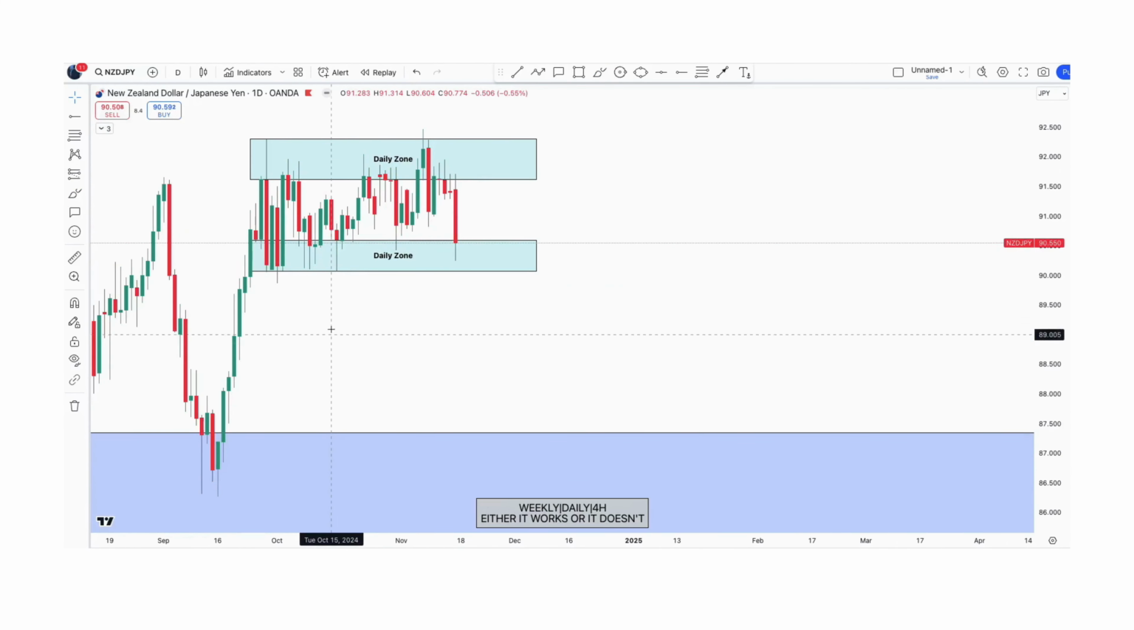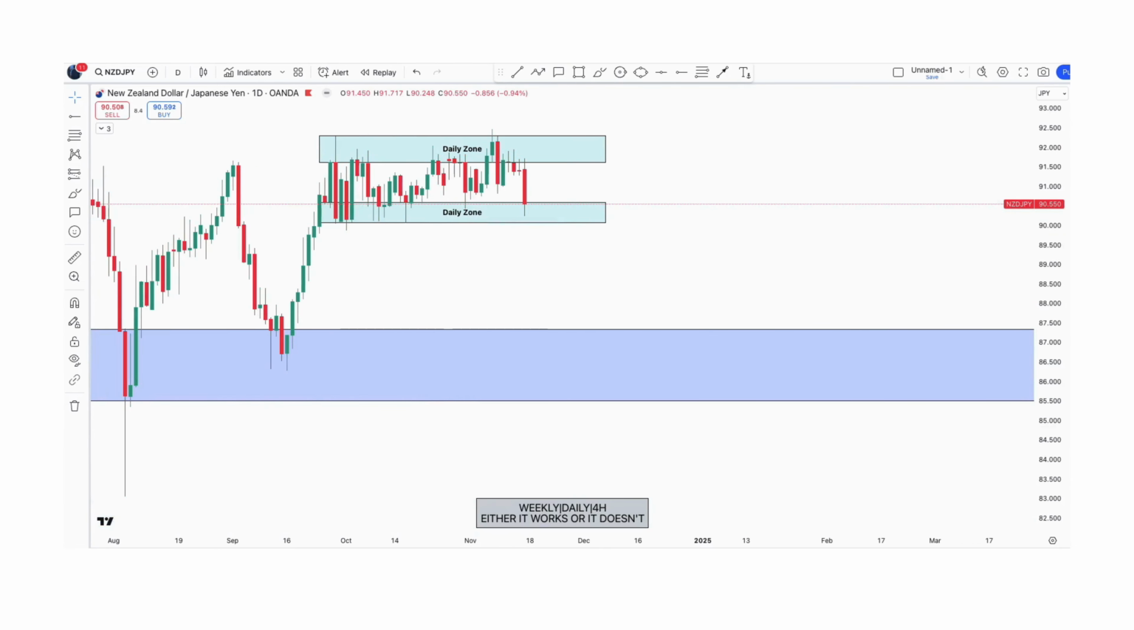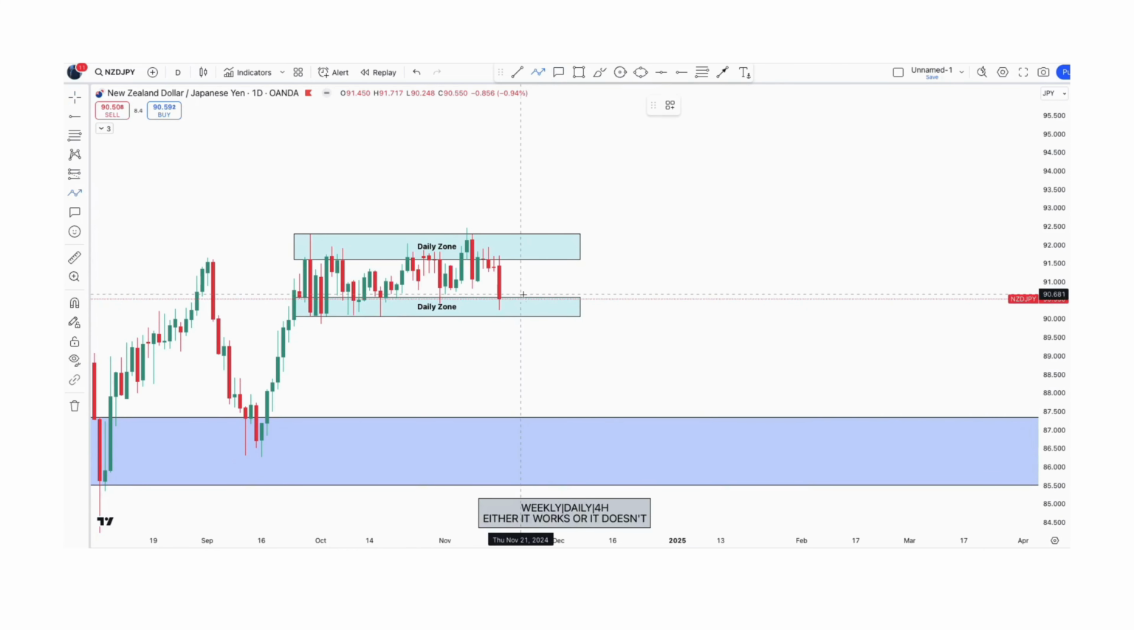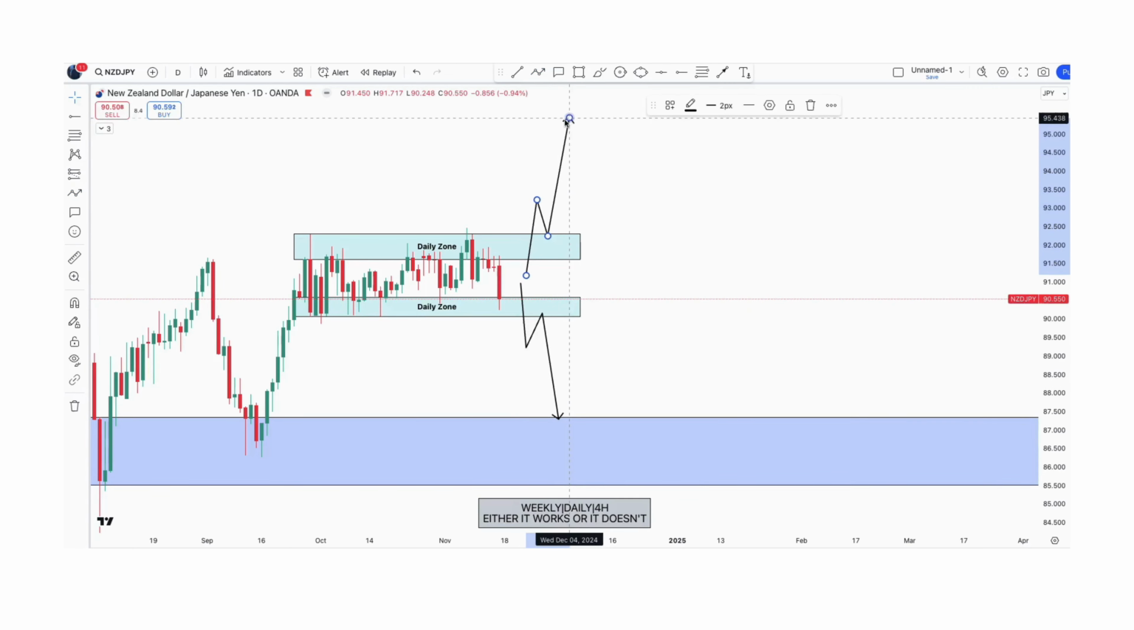We can see that price last week just consolidated between this resistance and this support. So with that being said, we have 2 potential things that could happen going into this week. Price could either break down from the support and give us a nice entry to go short, or price can break above this resistance and give us a nice entry to go long. Other than that, I will be sitting on my hands with this pair, and that's going to be NZD JPY going into this week.